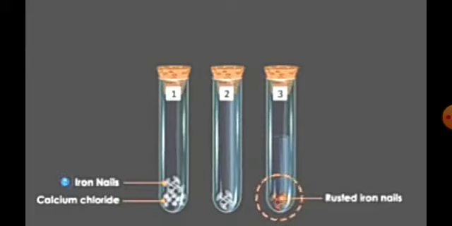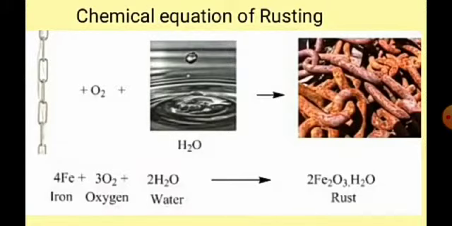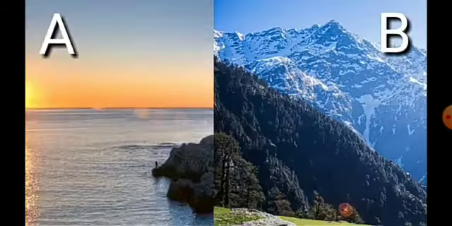So, from this activity, we can say the conditions required for rusting are the presence of oxygen of air and water or water vapor or moisture. So, the chemical equation of rusting can be presented as Fe plus oxygen plus water, we get Fe2O3, which is iron oxide.